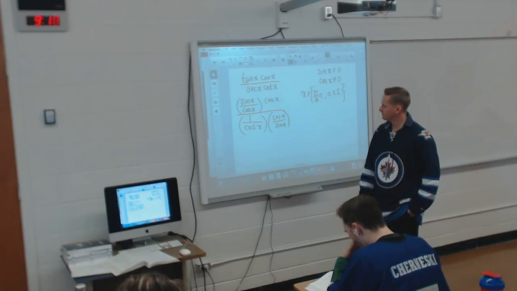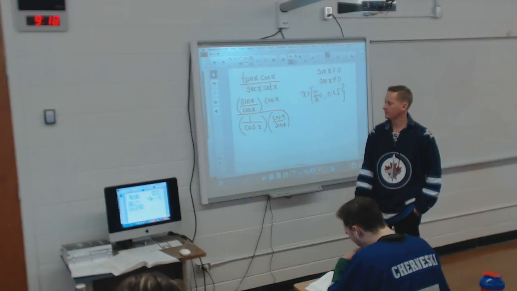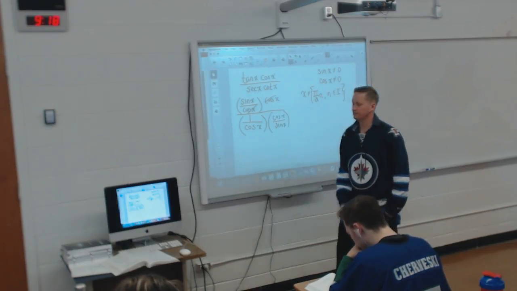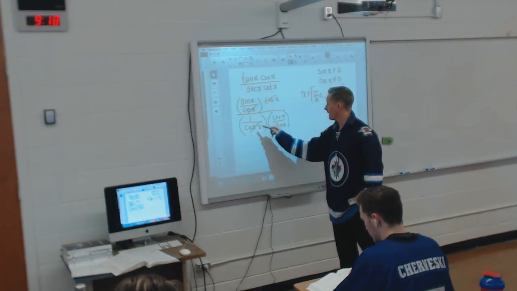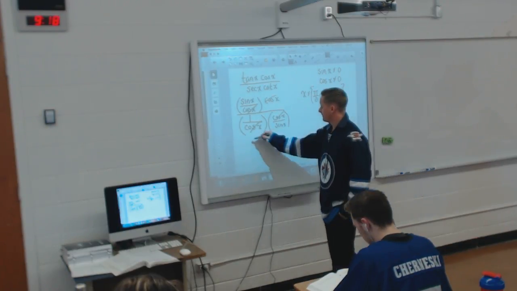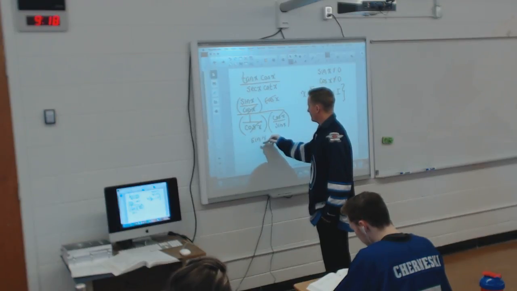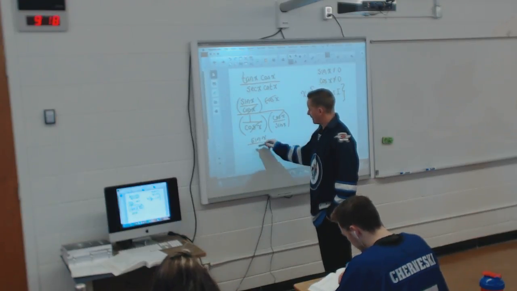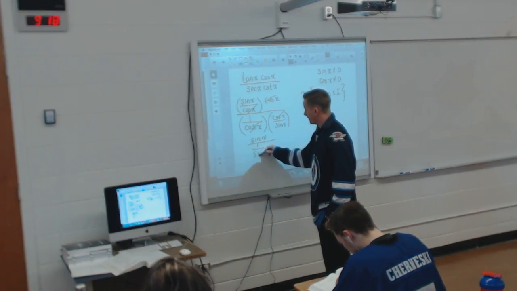Can we cancel all the coses? 100%. Cancel, cancel. Cancel, cancel. So what am I left with here? Sine over 1 over sine. Well done. Sine x over 1 over sine x, right?